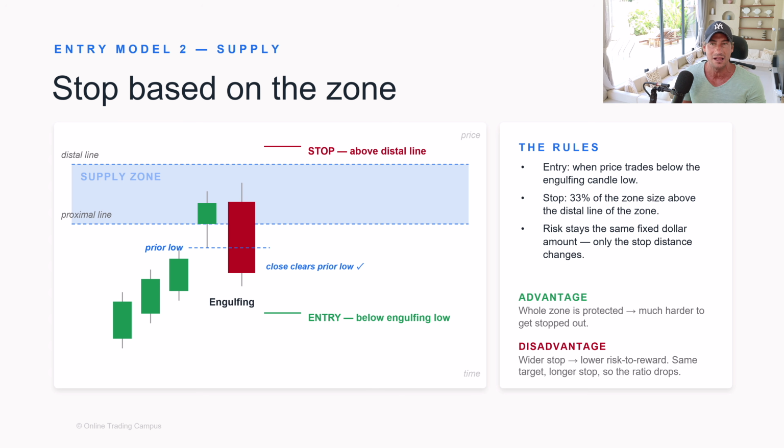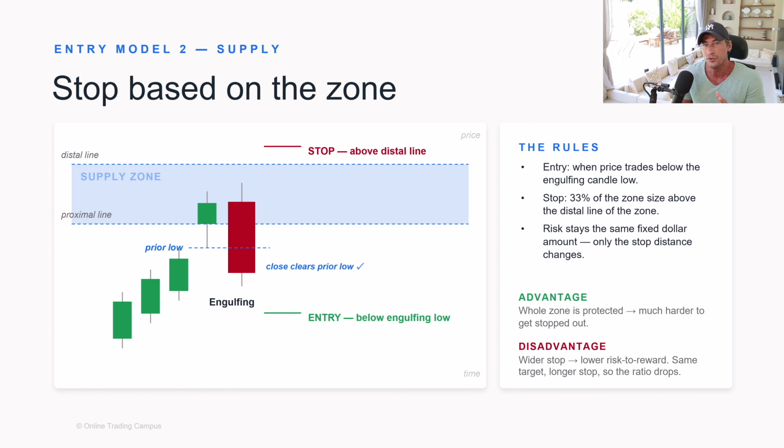And the fourth one, supply zone stop. Same entry, I sell below the engulfing low. The stop goes 33% of the zone size above the distal line, the far top edge of the supply zone. So now I protect the whole zone, not just the candle. Good part, much harder to get stopped out. Bad part, wider stop. So for the same fixed risk, a lower risk to reward ratio.